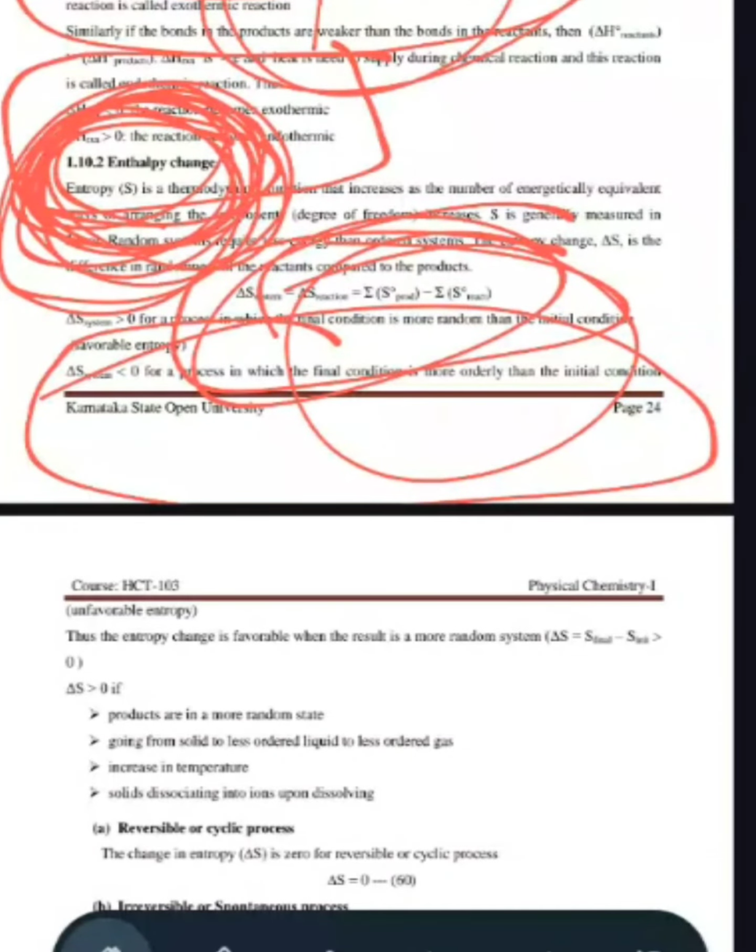And if delta S is greater than 0, the products are in a more random state, for example going from solid to a less orderly state, gas state, increases in temperature, or a solid dissociating into ions upon dissolving. So these are the reactions which take place inside the system.